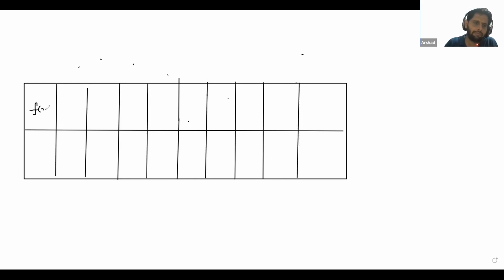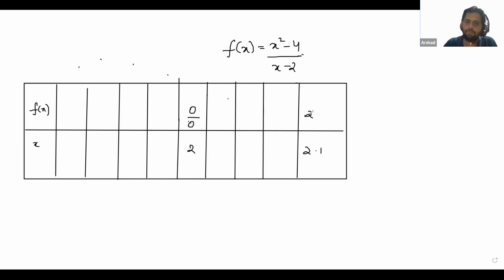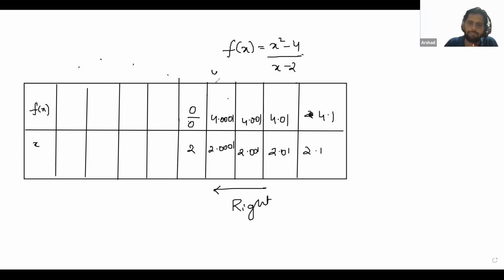Okay, so we have f(x) and we have x. We have the same function, f(x) is equal to x square minus 4 by x minus 2. As we have discussed earlier, we will get 0 by 0 if we put 2. If we put 2.1, we will get 4.1. 2.01, we will get 4.01. 2.001, we will get 4.001. So if you are approaching this value from the right side, then the function is approaching 4.